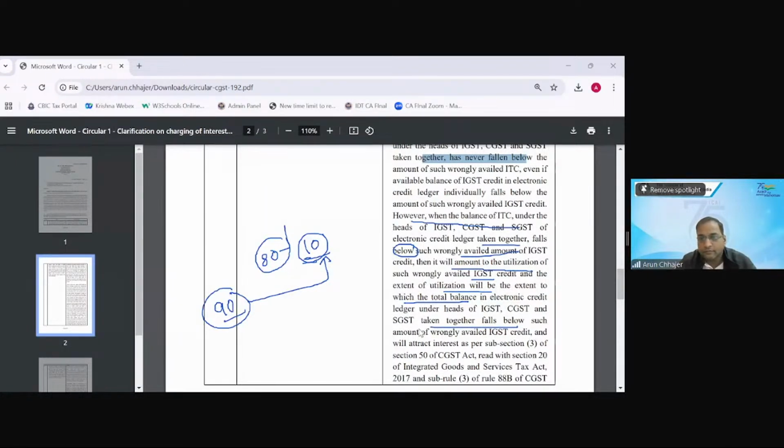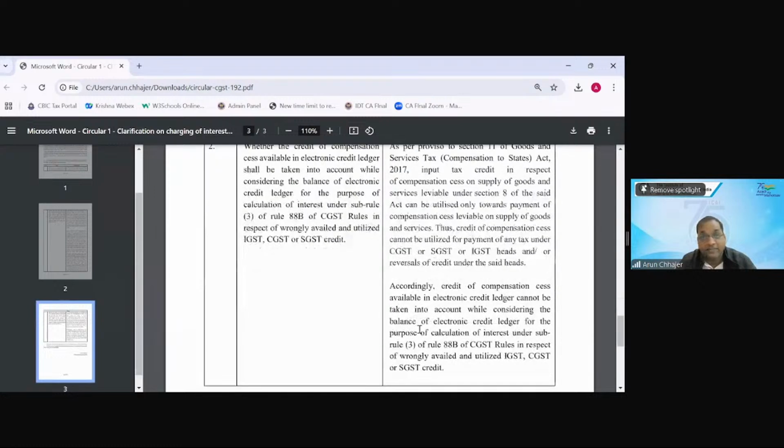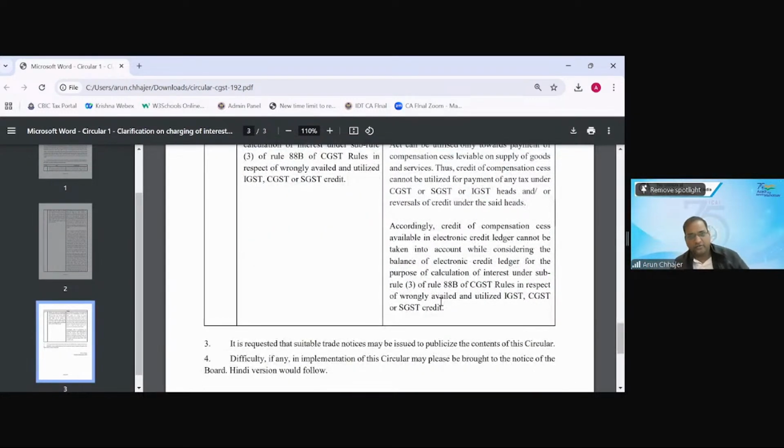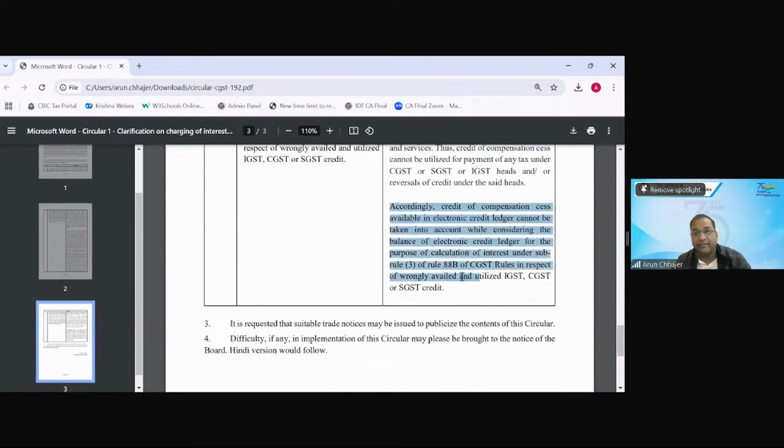Next question. Whether the credit of the compensation cess available in the electronic credit ledger shall be taken into account. So I think compensation cess is not. So you can read, same answer has been given. Accordingly, credit of compensation cess available cannot be taken into account while considering the 88B. So obviously, compensation cess ITC cannot be used for liability of IGST, liability of CGST, liability of SGST. So this will not be taken into account.